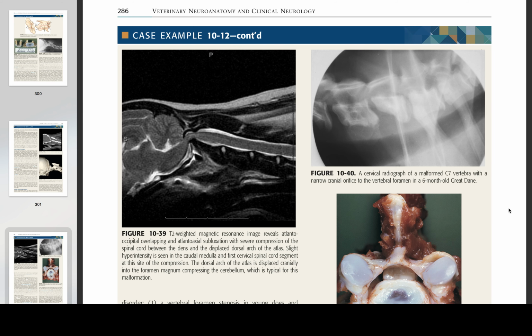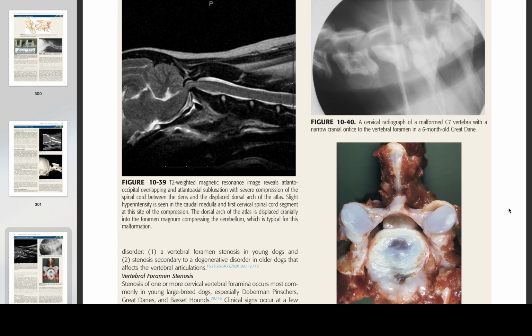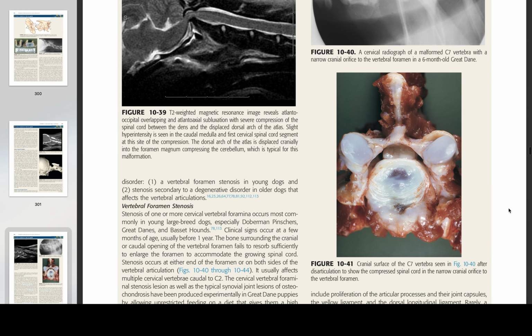In dogs, it appears to be responsible for two age-related forms of this vertebral disorder. 1. A vertebral foramen stenosis in young dogs and 2. Stenosis secondary to a degenerative disorder in older dogs that affects the vertebral articulations.